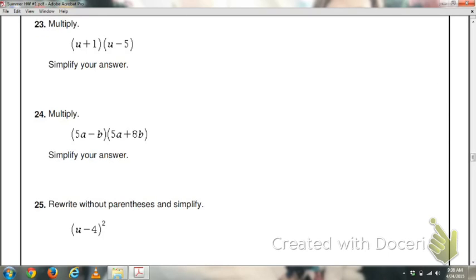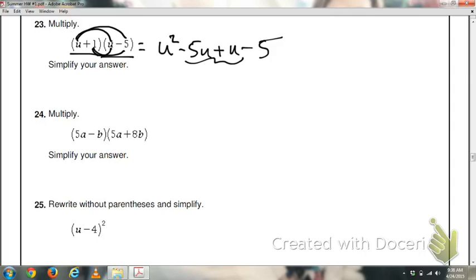In this example, 23, we're going to do something that you probably remember, know and love. It's called FOILing. When you have a binomial times a binomial, we're going to multiply the first guys together. That would be u times u, or u squared. Then I'm going to multiply the outer guys together. U times negative 5 is negative 5u. Then I'm going to multiply the inside guys together. 1 times u is just 1u. And then 1 times negative 5 is negative 5. Now always look for like terms, usually in the center, that you can add up. So this would be u squared.